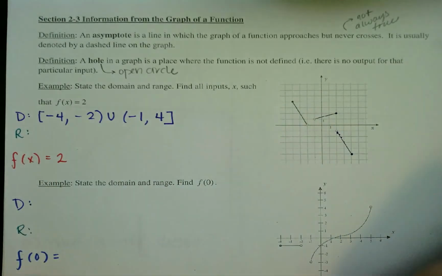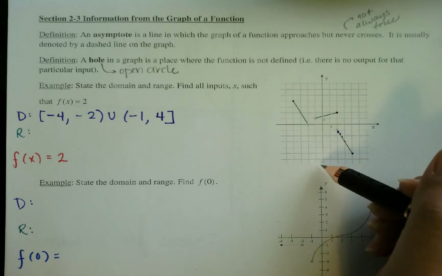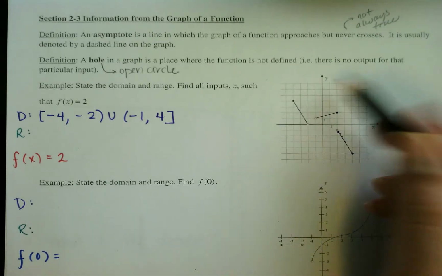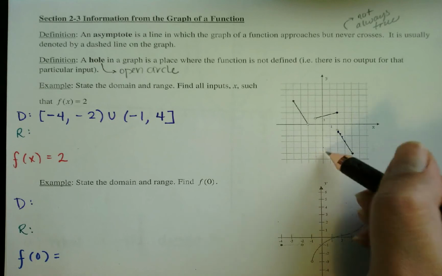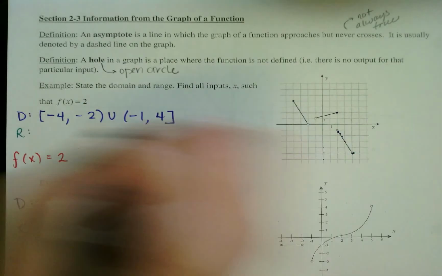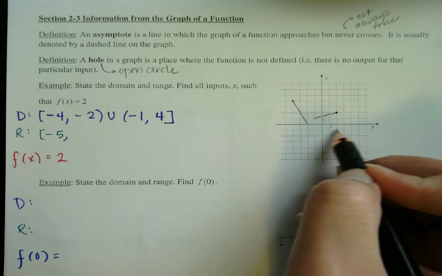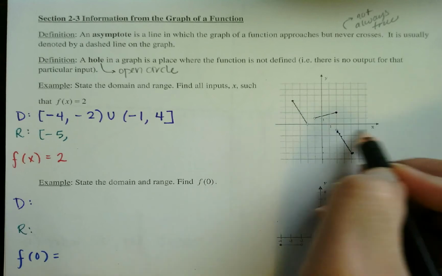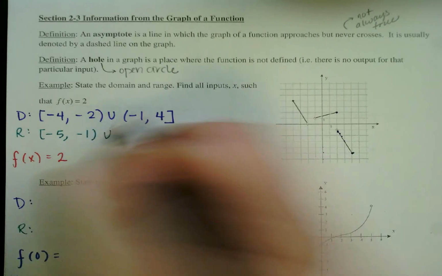Alright, your range, those are your y values. You're going from smallest to largest, so bottom to top. Where does your lowest y value start? That is y equals negative 5, and that's solid, so included. Up to y equals negative 1, and that's open, because there's no graph at the negative 1 level. So negative 1, soft bracket, union.